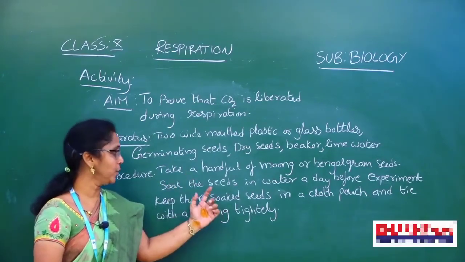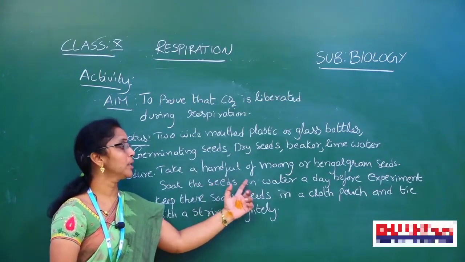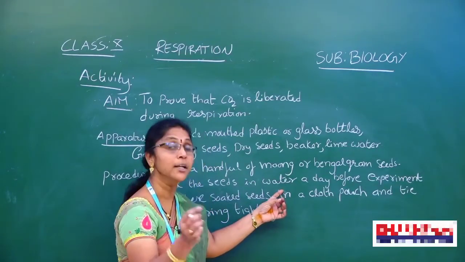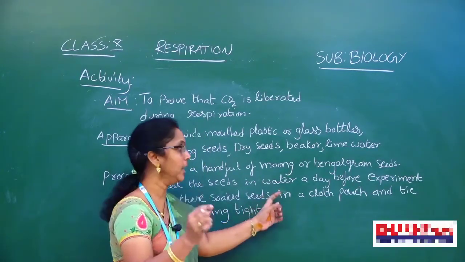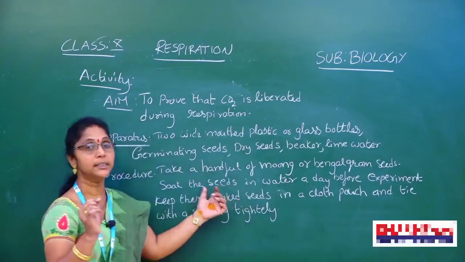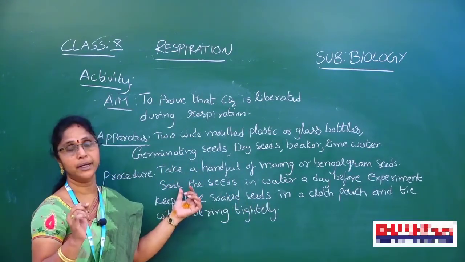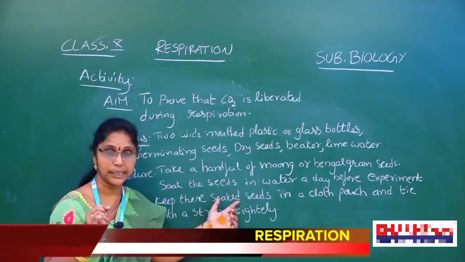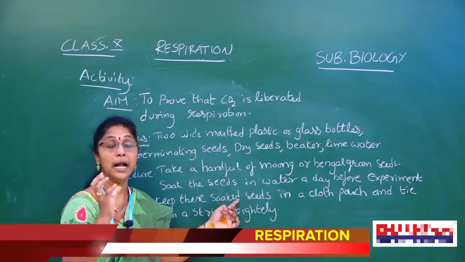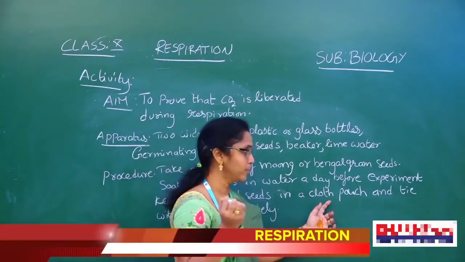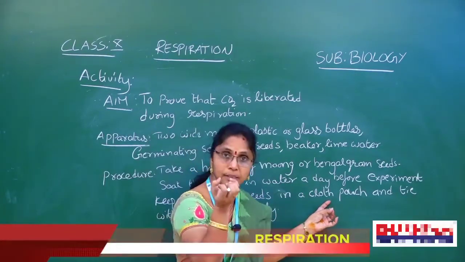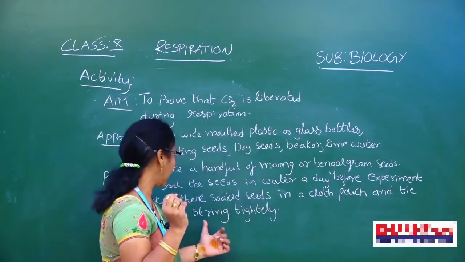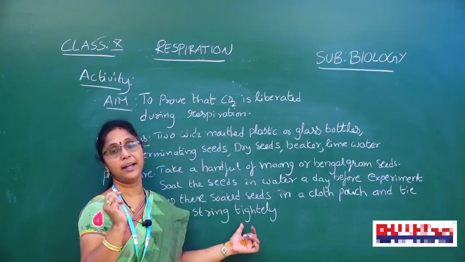Now, what are we doing? These seeds are soaked in water. When we conduct the experiment, a day before, we take these seeds and put them into the water to soak. Afterwards, these soaked seeds are collected and kept in a cloth pouch, and tied tightly with a string.